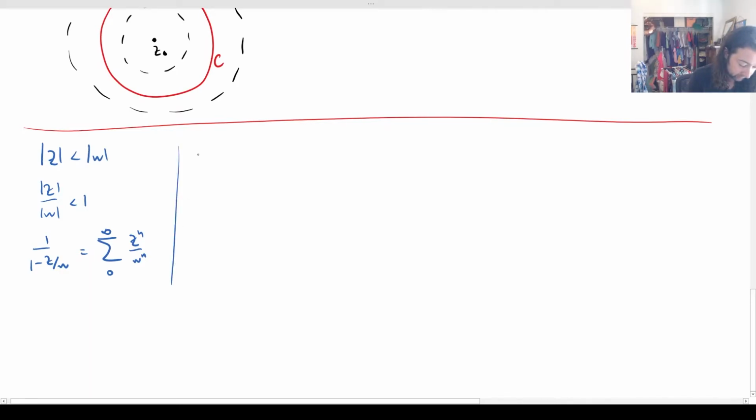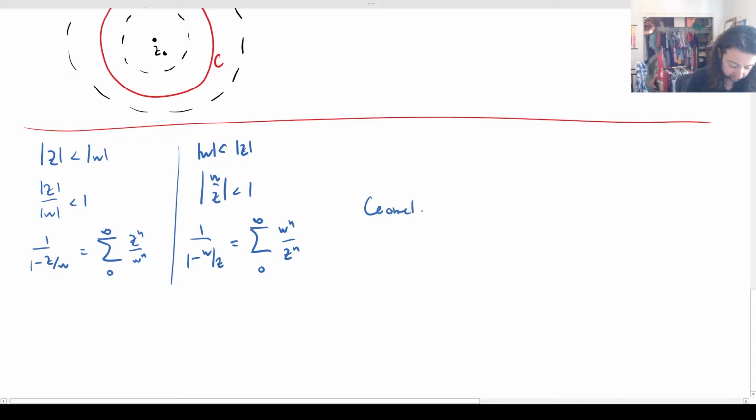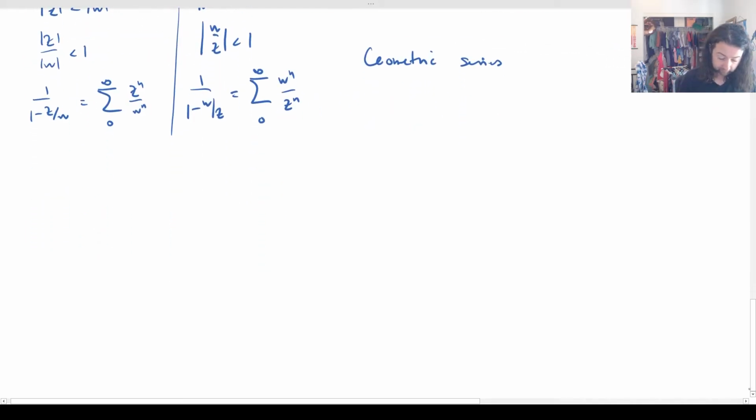And likewise, if the modulus of w was less than the modulus of z, then the modulus of w over z would be less than 1, and 1 over 1 minus w over z is equal to the sum from 0 to infinity of w to the n over z to the n. So these are the geometric series formulas. This is a trick we used in the proof of Taylor's theorem to take the Cauchy integral theorem and get powers of z into the mix. We're going to do exactly the same move here. Essentially, the proof is going to look like a proof of Taylor's theorem, but twice.